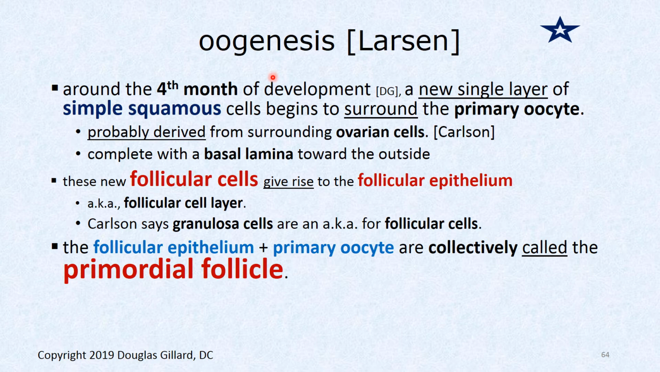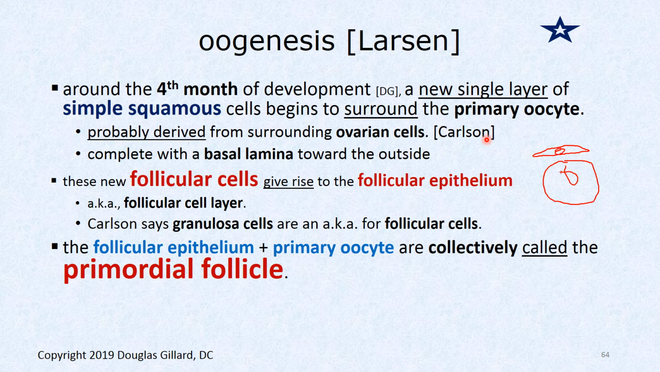So around the 4th month of development, something changes. Now, authors are all over the place on when all this stuff happens, but I'm trying to stay with the board books for the most part. Around the 4th month of development, a new single layer of squamous cells shows up around the primary oocyte. It encircles the oocyte. They think it's derived from some of those ovarian cells in the vicinity. Not 100% sure. So we have a single layer of simple squamous cells, and we know simple squamous, right? They're flat cells. There's a bunch of them that surround the oocyte in the middle.